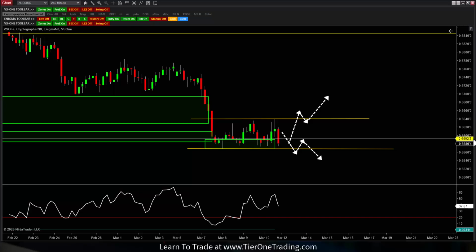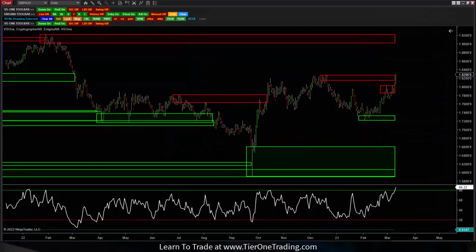So a nice opportunity here on Aussie dollar. Overall, the bias should be bearish in my opinion, but whichever way we break out should offer a decent opportunity to trade. Moving forward, we're going to head to the pound Aussie. We're going to start here on the daily chart.